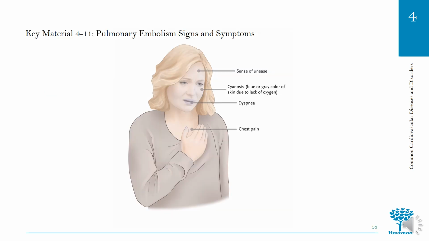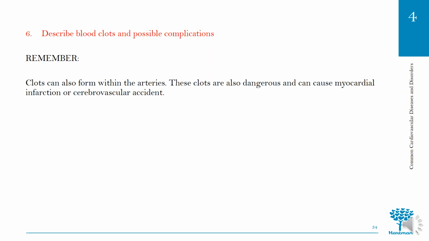So pulmonary embolism, which is another name for PE. PE can show up with these signs and symptoms. So a sense of unease, cyanosis, dyspnea. What does cyanosis mean? And chest pain. So these signs and symptoms can lead to other things. If the clot decides to move and blocks, let's say, an artery, what could that cause? It could cause a CVA or MI. So just keep that in mind.